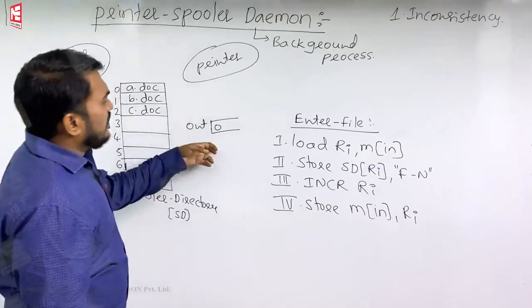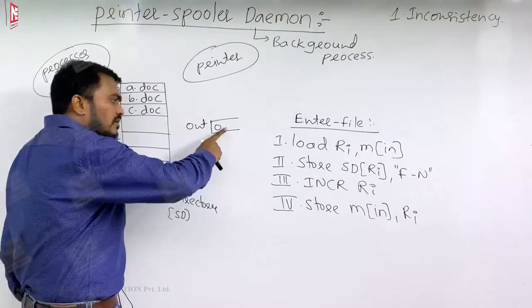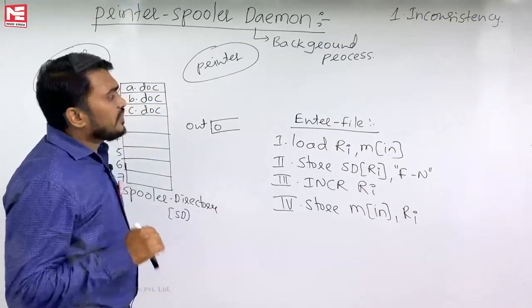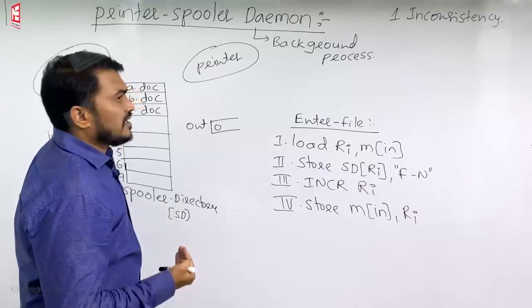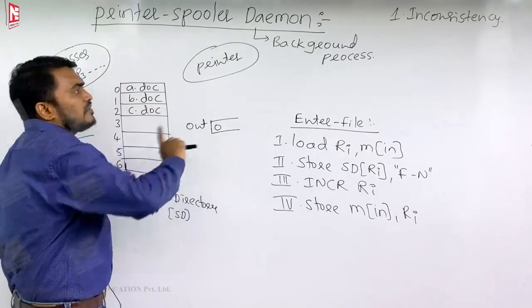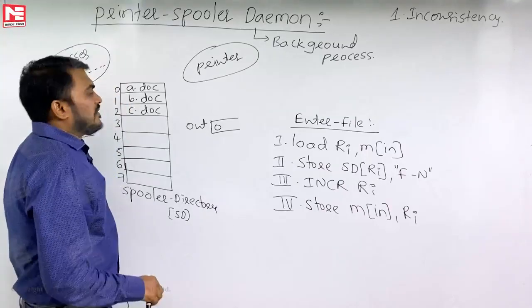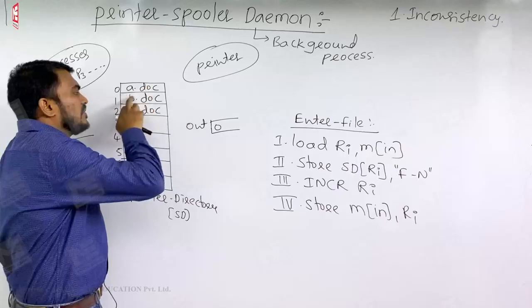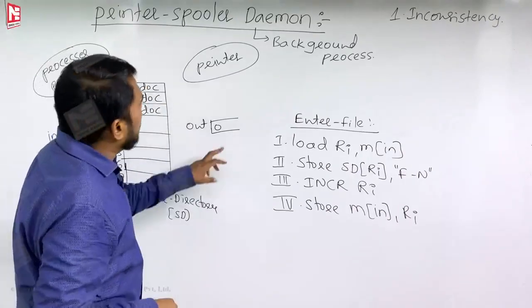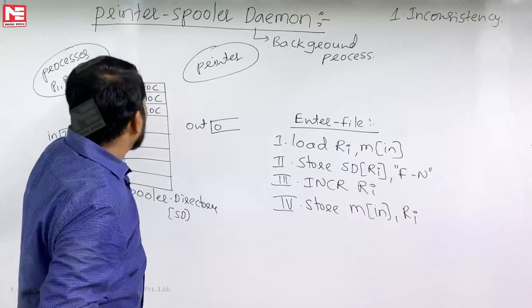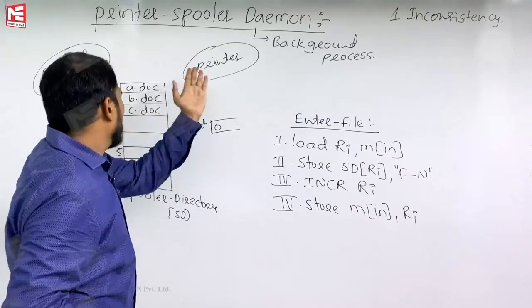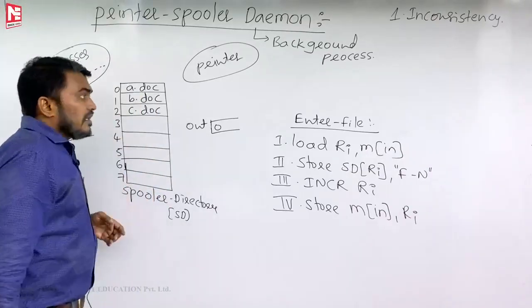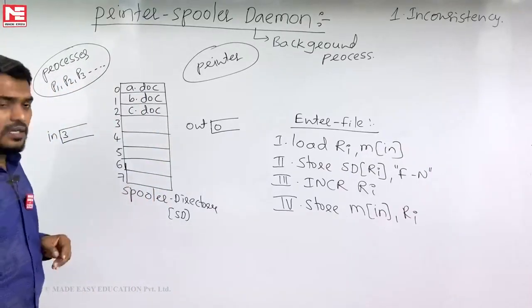Now, what is the out variable? Listen here. Out is a variable used only by the printer to identify from where it has to print the document. Where to print the document from is identified by the out variable. Out is now pointing to 0. You have some files a.doc, b.doc, c.doc like this. So first it will print a.doc, then next b.doc, then c.doc, like this. It is going to print one document at a time. So that is about the printer and the out variable.